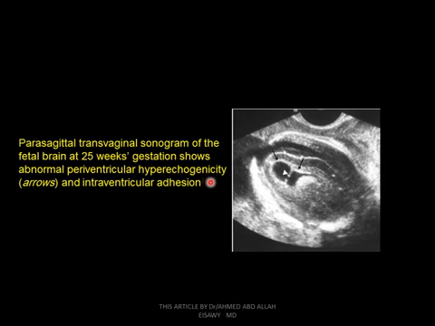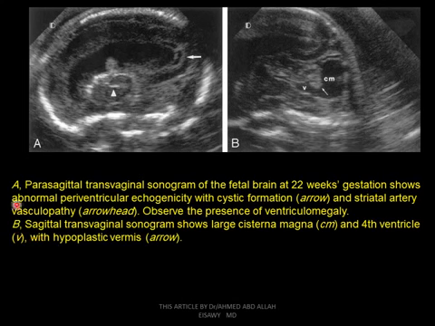Parasagittal transvaginal sonogram of a fetal brain at 25 weeks shows abnormal periventricular hyperechogenicity and intraventricular adhesions, as we see by this arrowhead. Parasagittal sonogram of a brain at 22 weeks shows abnormal periventricular echogenicity with cystic formations and striated arterial vasculopathy, as we see by the arrowhead. Observe the presence of ventriculomegaly.